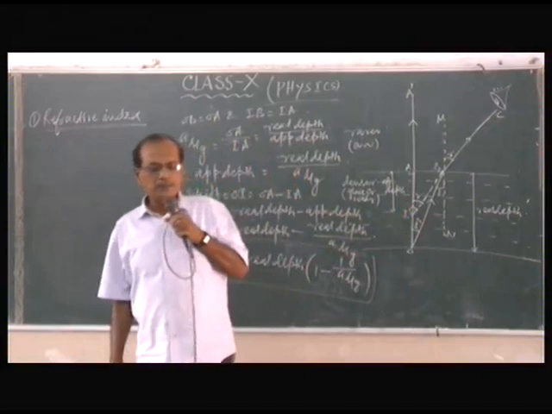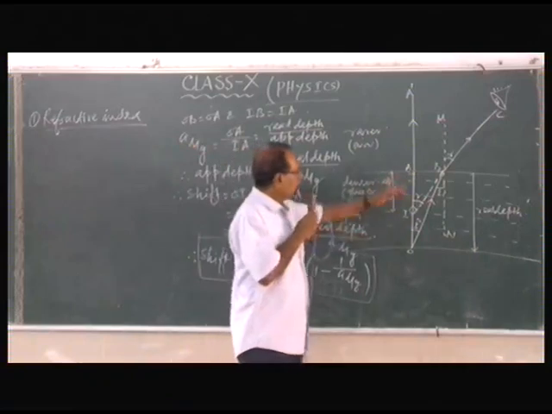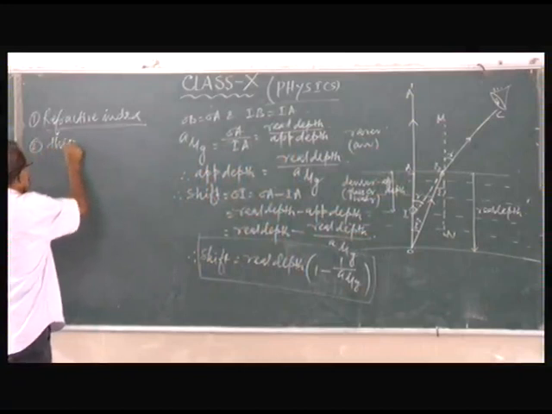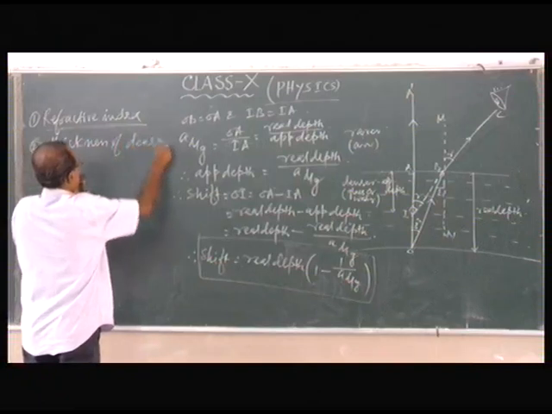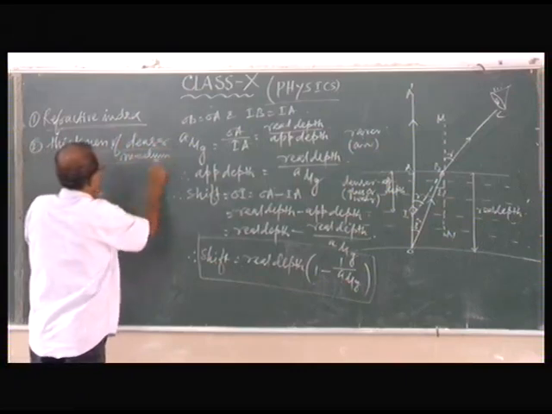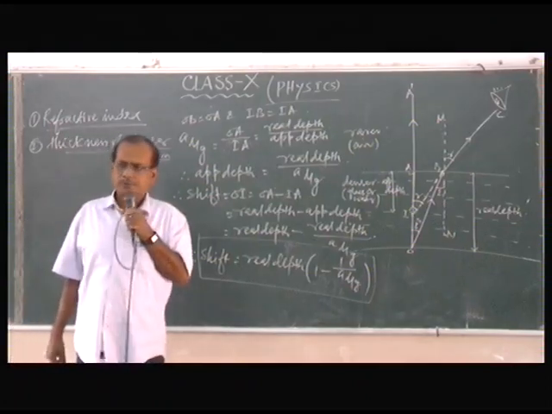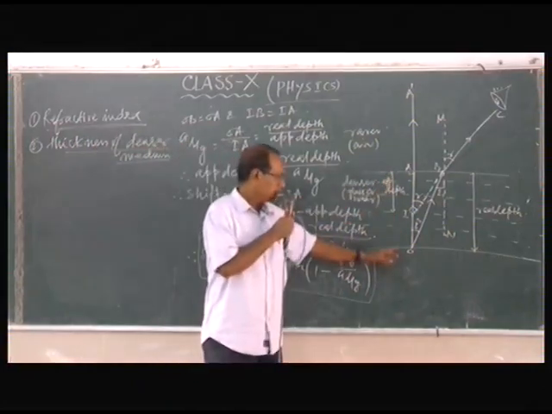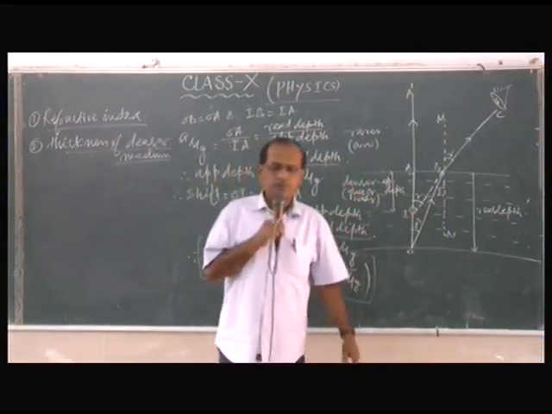Number 2 is the thickness of the denser medium. This is the denser medium. More thickness, more will be the shift. If the real depth up to this point is more, then the shift also will be more.